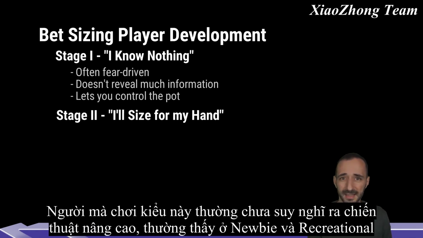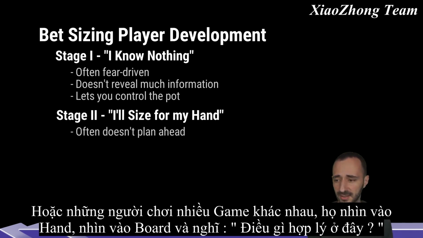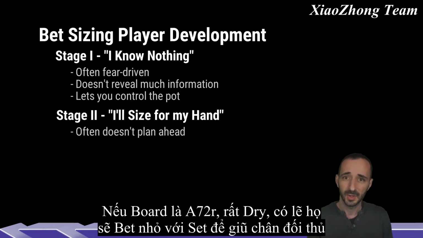Players who play like this often haven't thought out a strategy in advance. Very common for beginners and recreationals, or people who play multiple different games. So they look at their hand, they look at the board, they're like, okay, what makes sense here? Is the board A-7-deuce, very rainbow, very dry?